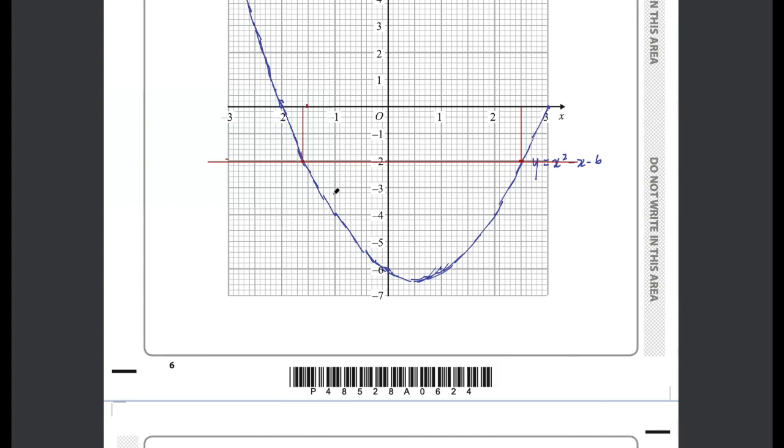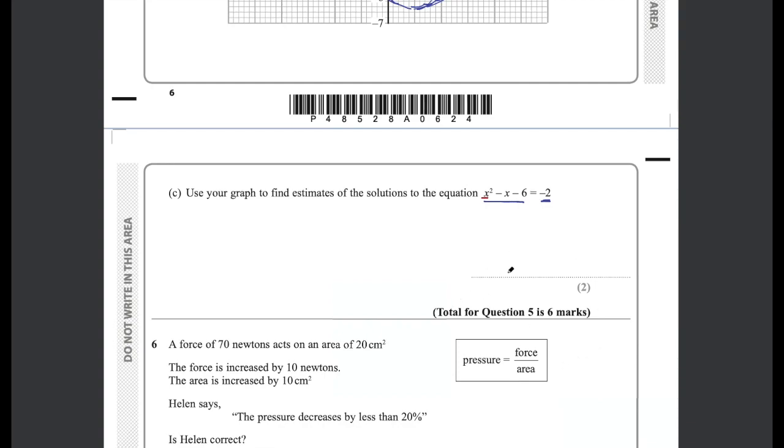-1.6. Okay. So my two solutions for x there are going to be, or we could say x equals 2.5 and -1.6. You don't even really need the x equals, you could just write those two numbers there. Okay, so that was part C, and question 5 for a total of 6 marks.